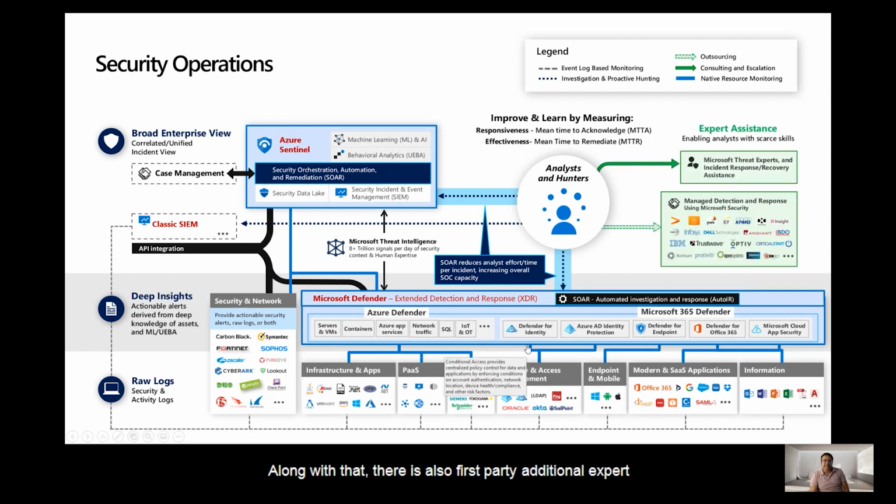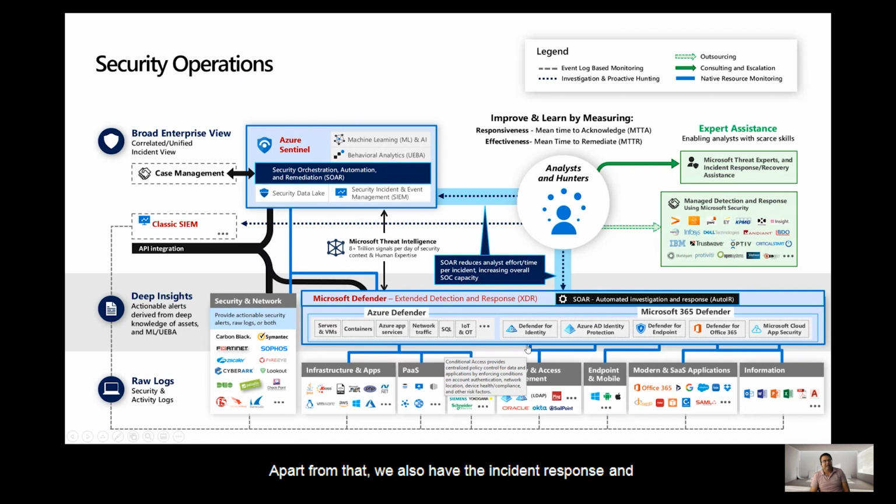Along with that, there is also first-party additional expert assistance available, which can empower the security operations with the support of Microsoft Threat Experts, which is a 24/7 service from Microsoft, looking over your anonymized data, and our threat experts are generating insights and making curated alerts available to you, basis their intelligence and understanding of your ecosystem and what they're seeing as anomalies. So that capability is also available.